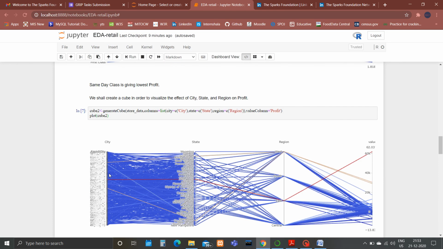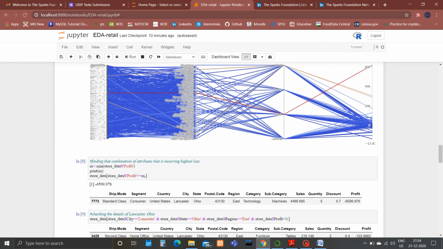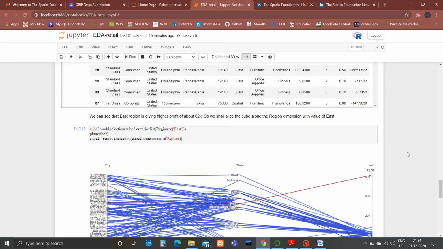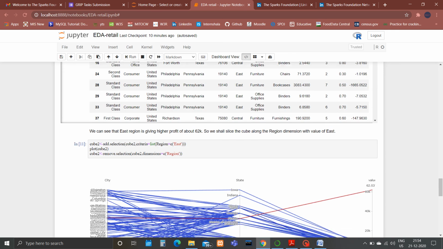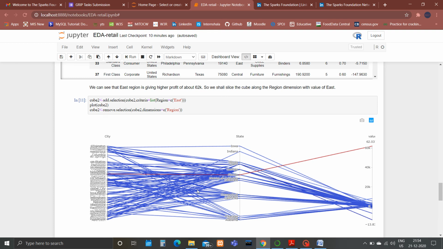Then we are creating a second cube for the columns city, state, and region. And you can see that this red line, the highest profit of almost 62,000, we can get from the east region, but we cannot conclude from which state or which city it comes. So for that, we are again slicing. The slicing is done here. So we are slicing based on the east region here, and you can see that from Florida we are getting the highest value.